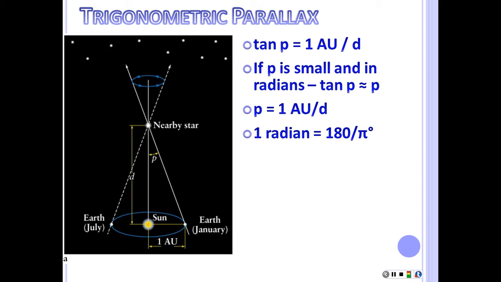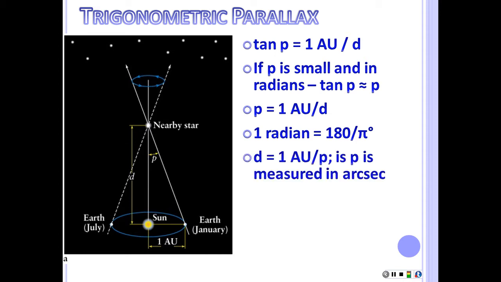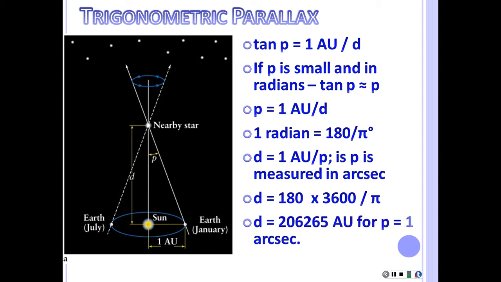So 1 radian is approximately 180 degrees divided by pi. In fact, it's exactly 180 degrees divided by pi. And so if we want to do it in arc seconds, we have to put in the 180 times 3600 for how many arc seconds there are in a degree, divide by pi, which gives us the 206,265 AU. So we've got a distance of 206,265 AU for 1 parsec, and 1 parsec is then 3 times 10 to the 16 meters.